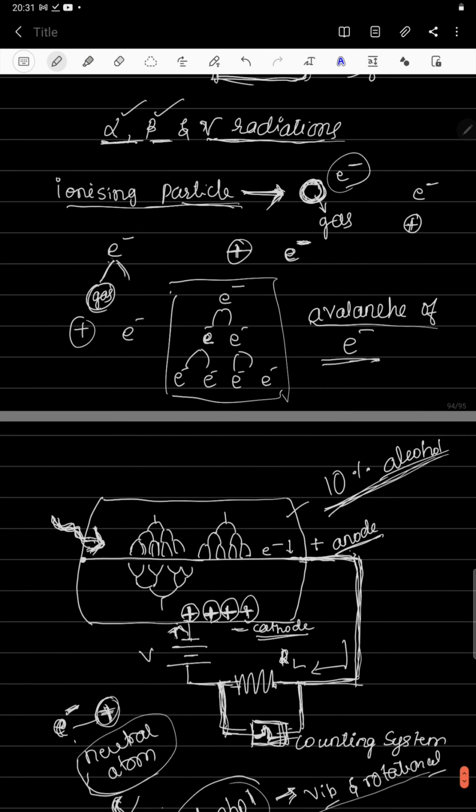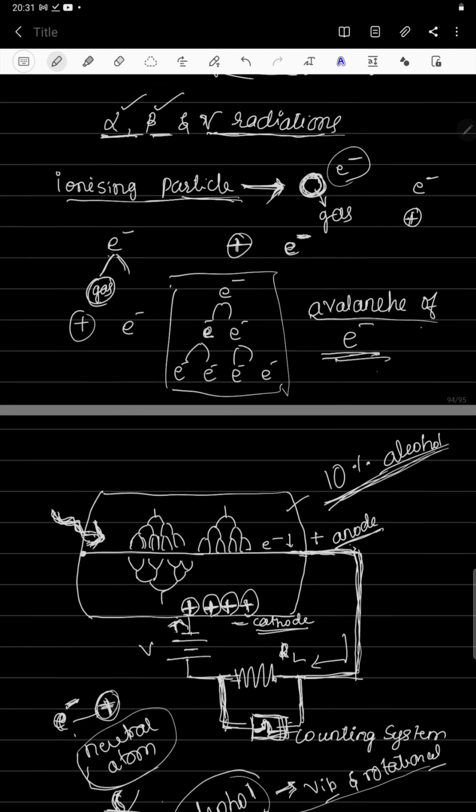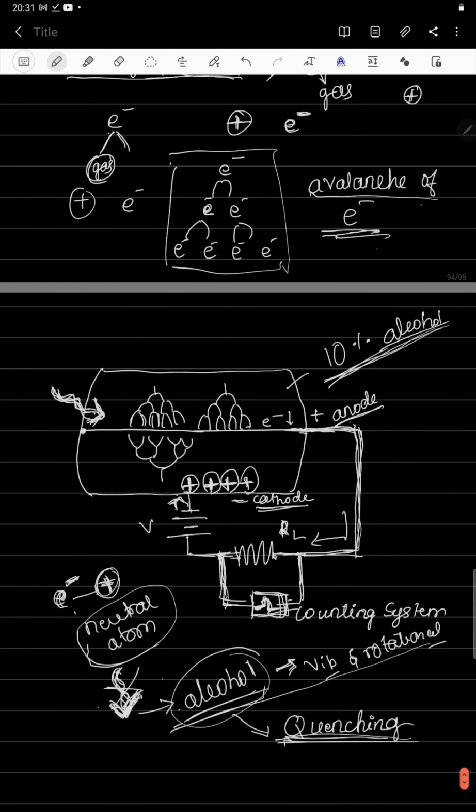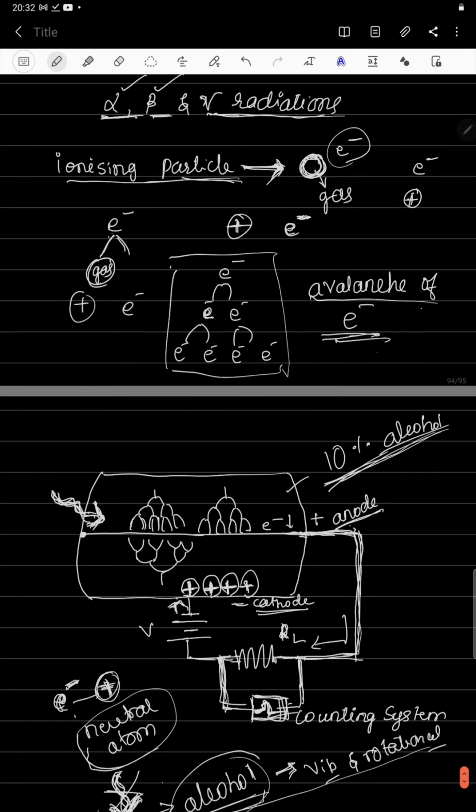So here two phenomena are very important. One is generation of avalanche of electrons, another one is quenching. These two are very important phenomena, and these are the first time you are going to hear these words.